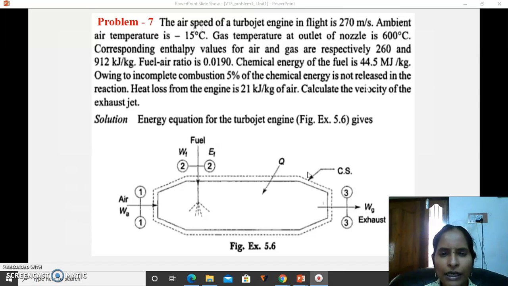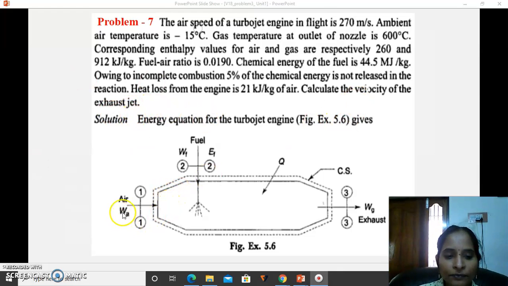Incomplete combustion leads to 5% of the chemical energy of the fuel not being released. Okay, so that is the chemical energy lack of 5%, and the heat loss from the engine is 21 kilojoules per kilogram of air. And now we have to calculate the velocity of the exhaust jet.